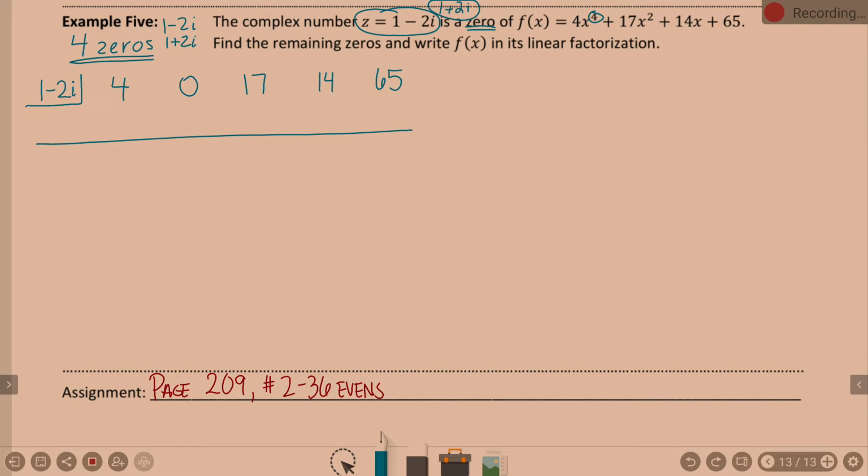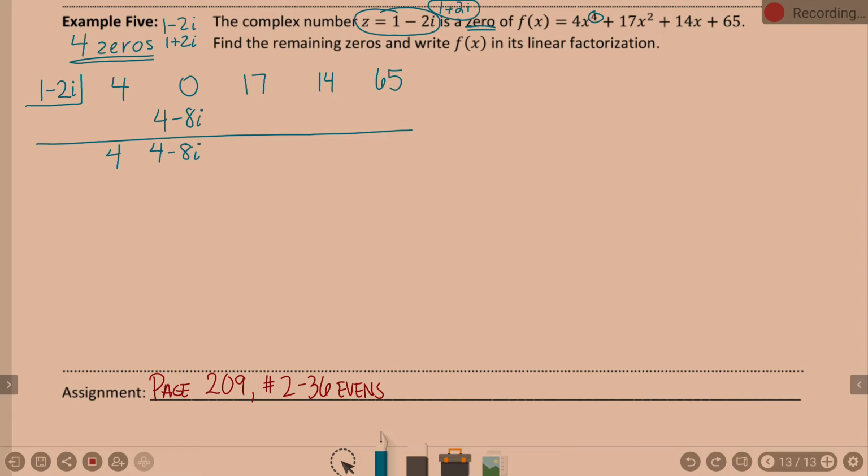First step in synthetic division is to drop the 4. Next step is to multiply. What is 4 times 1 minus 2i? 4 minus 8i. Basically think distributive property, yes? If you're doing 1 minus 2i times 4, 4 times 1, 4 times 1 minus 2i. Then we're going to add 0 plus 4 minus 8i. 4 minus 8i.